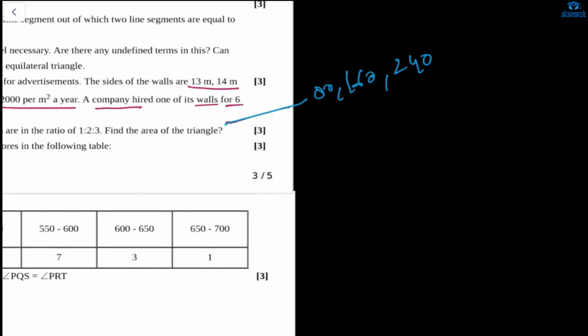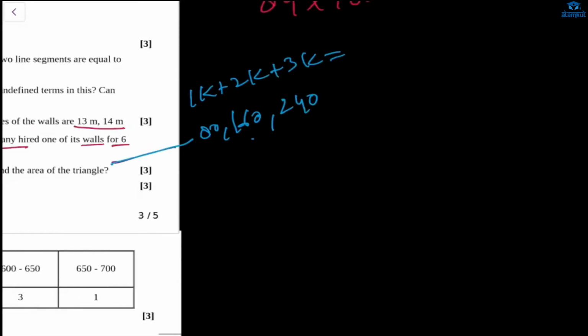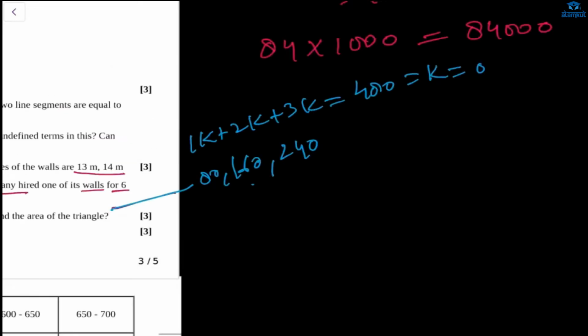Okay, 80, 160, 240. These are your sides when you solve this using the ratio. Like 1k plus 2k plus 3k is equal to the perimeter, what is the value? 480. So you are going to get k equal to 80. Now we have got the measurements of the sides as 80, 160, 240. Now tell me, can you make a triangle with these measurements?